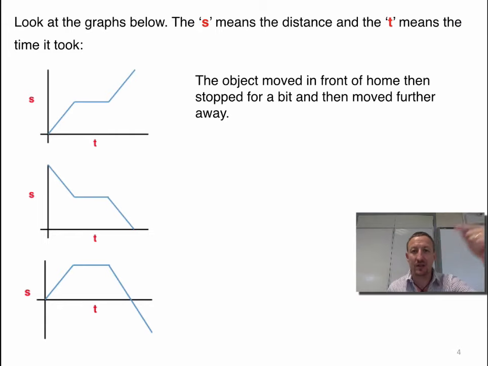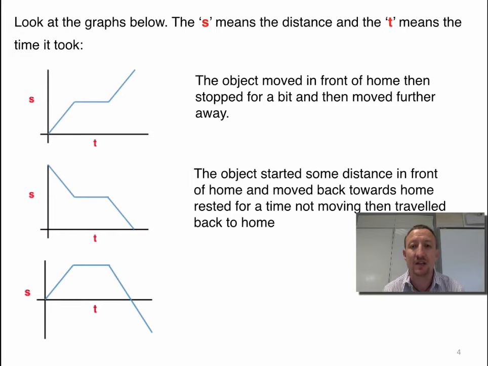So we started a certain distance from home, we travelled at a constant speed for a certain amount of time, then we stopped, time carried on but the distance didn't change, and then we carried on at a certain speed and finished right at home. We can calculate the speed for each section by doing the rise over the run. To recap, the object started some distance in front of home, moved back towards home, rested for a time not moving, and then travelled back to home.